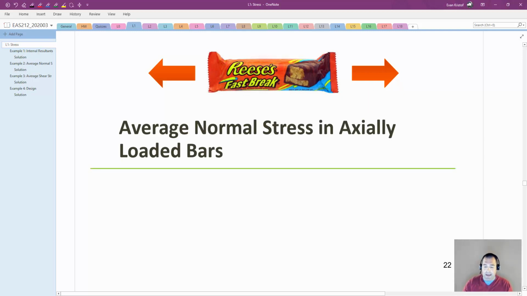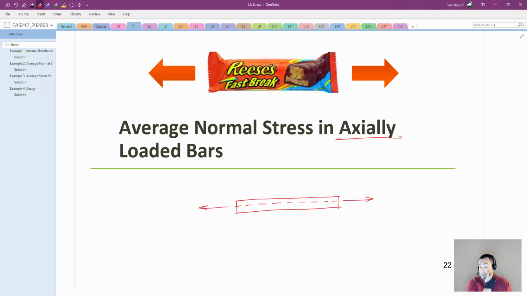So first, average normal stress in axially loaded bars. So when we say axially loaded, that means 2 things. An axial load is just a force. So I'm just going to draw, let's say we've got an element right here. An axial load, if this is the longitudinal axis of the element, is a force that acts parallel to the longitudinal axis of that member, and it's just a force.